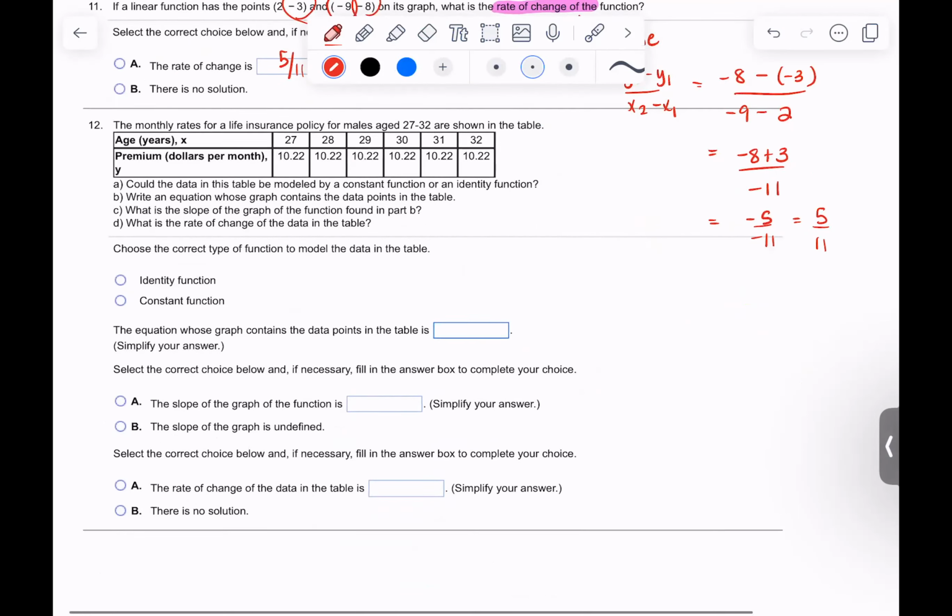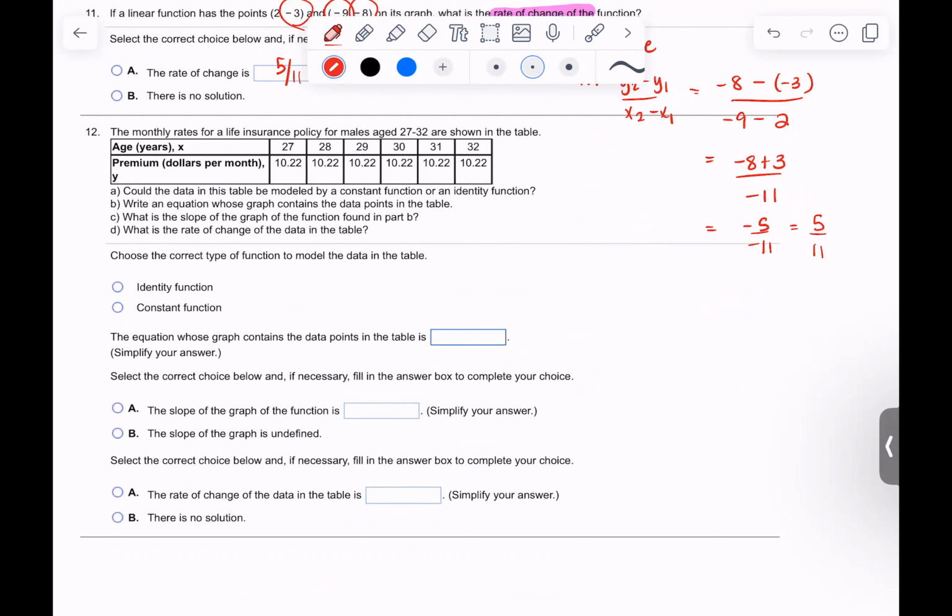All right, problem 12. The monthly rates for a life insurance policy for males aged 27 to 32 are shown in this table. Choose the correct type of function to model the data in the table. Is it an identity, which we didn't really even talk about, or a constant function? And why is this constant? This is constant because the y value doesn't change. The premium, the dollars per month, the y value is constant. If the y value is constant, this is a horizontal line. It's a constant function. The slope is constant. So it is a constant function.